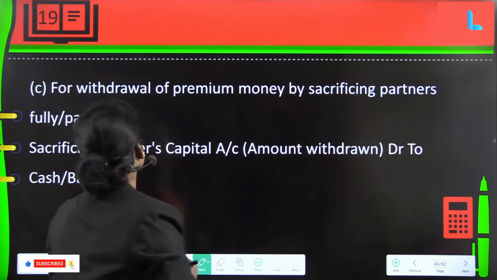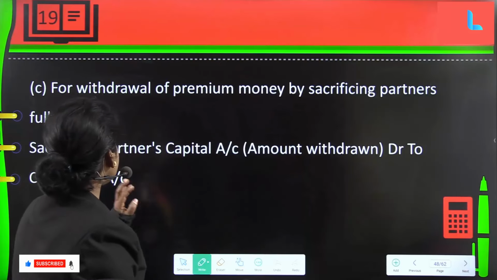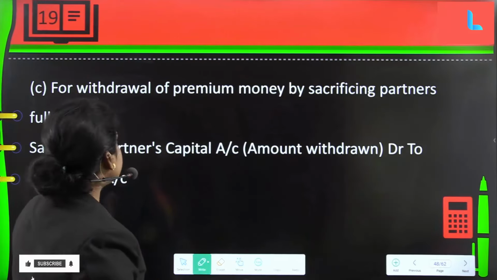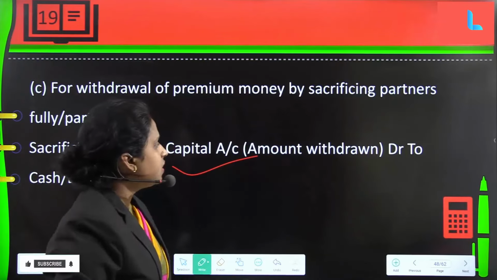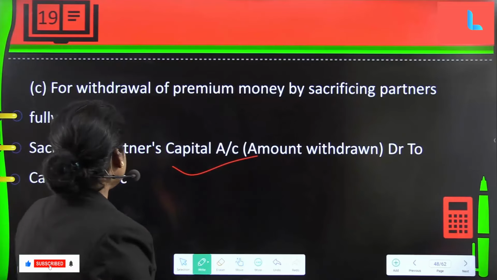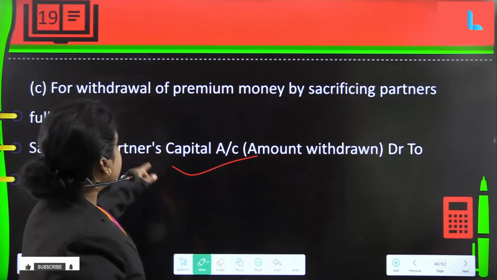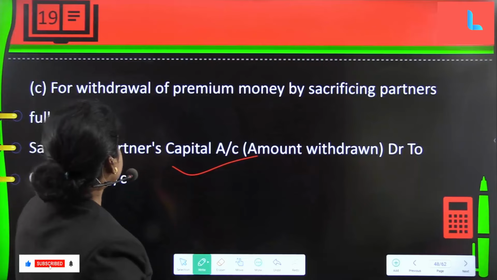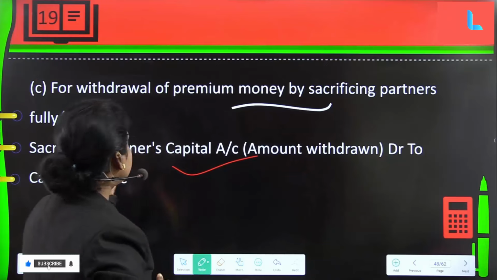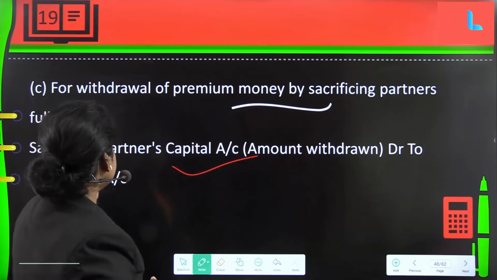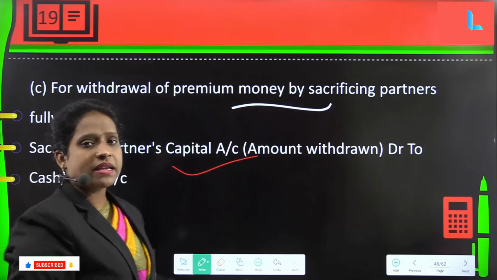Then for withdrawal of premium money by sacrificing partners fully or partly, for this situation the entry is going to be sacrificing partners' capital account debtor, that is the amount withdrawn, to cash or bank account, because the cash or bank is going out. So whenever we get a transaction related to withdrawal of premium money by sacrificing partners fully or partly, the entry would be sacrificing partners' capital account debtor to cash or bank account.